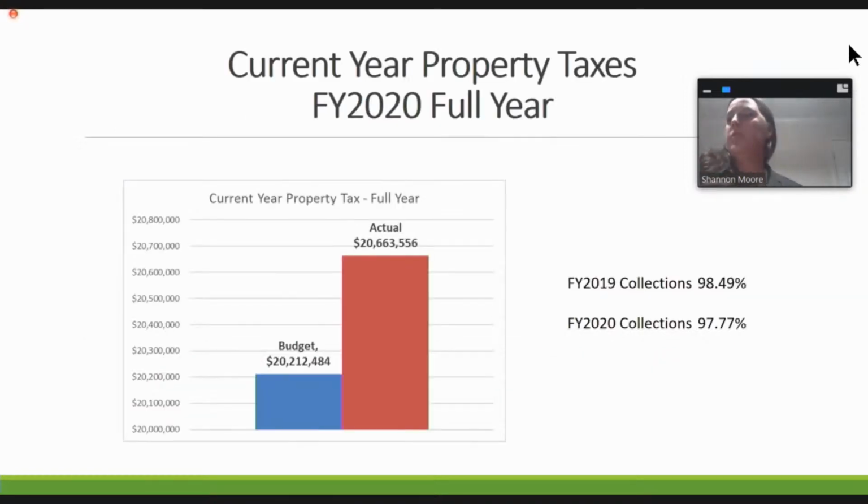And so as you're aware, the two biggest revenues we have in the general fund are our property taxes. We actually budgeted this year $20.2 million in property tax collections, and we have received through the end of the fiscal year $20.6 million, and that is at a collection rate of 97.77%. And if you will recall, that is slightly below our 2019 collection rate, about 0.7% less than what we received in the previous fiscal year. And our FY21 budgeted calculation that we used was a 97% collection rate.